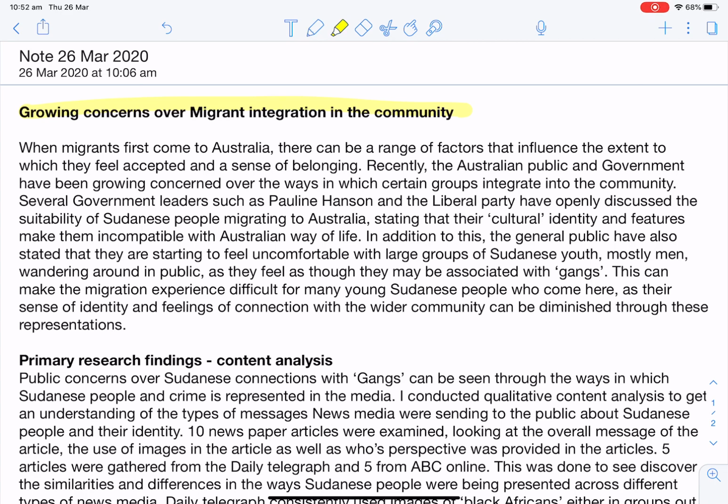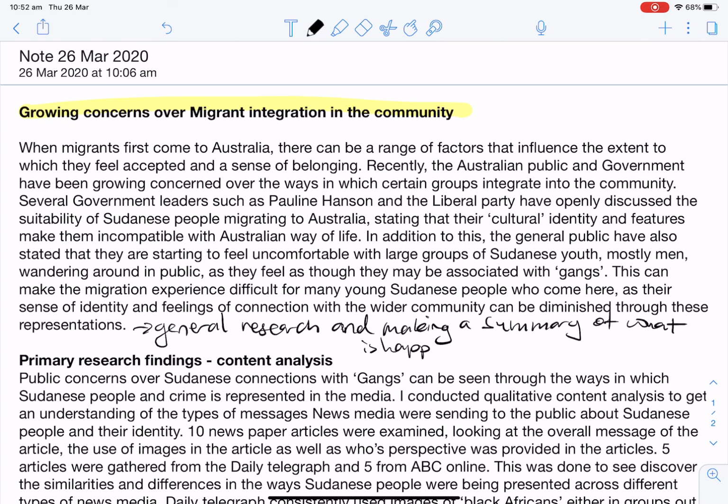This you can get from just doing general research and making a summary of what is happening. Okay, so, and I've used a couple of examples there to be a little bit more specific to help give an overview of what people are thinking.